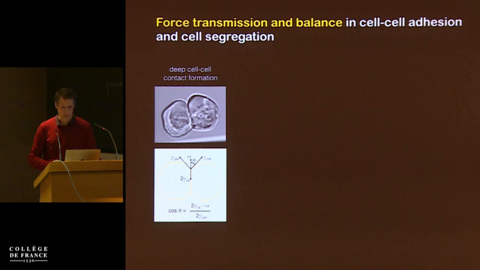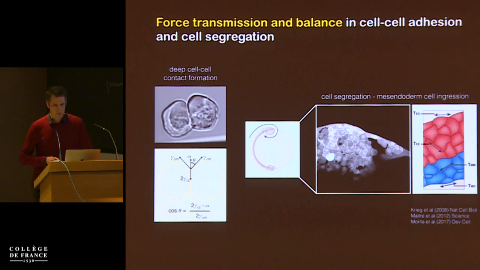So really what matters is how the cortex is assembled, or what the cortex looks like at the cell-medium interface, and how it's being disassembled, and what is left of the cortex at the cell-cell interface. And that determines how big the contact becomes.